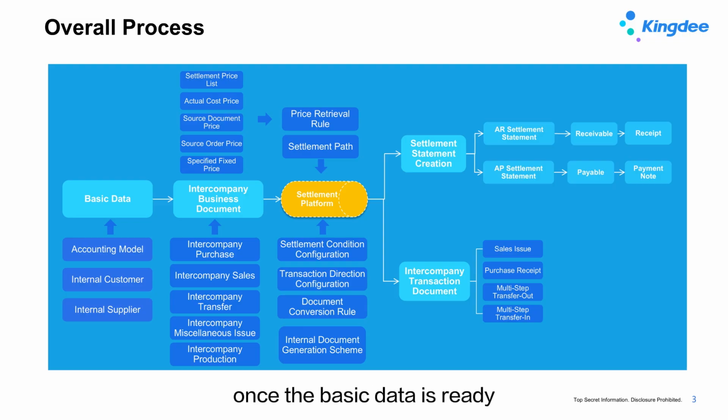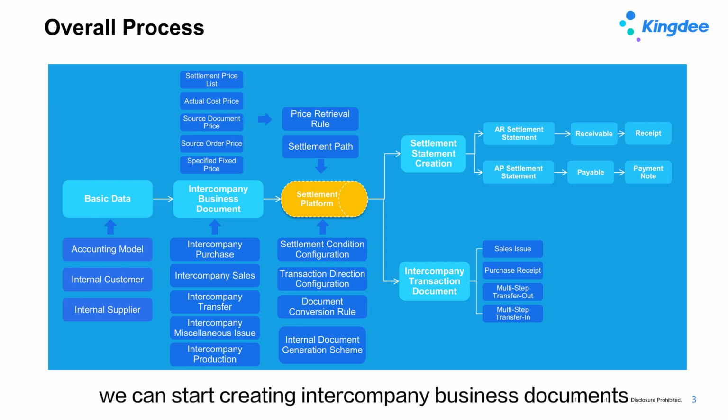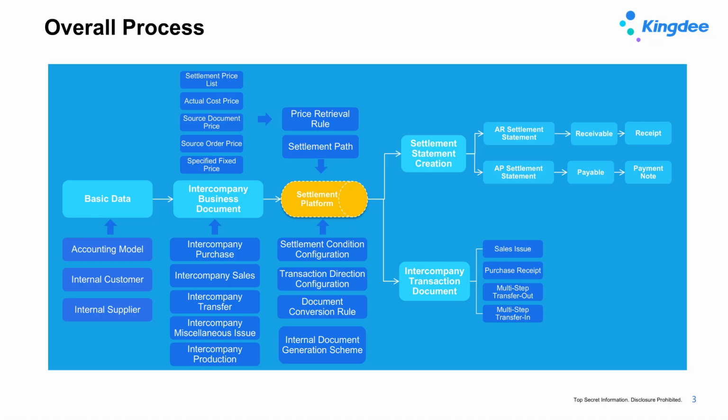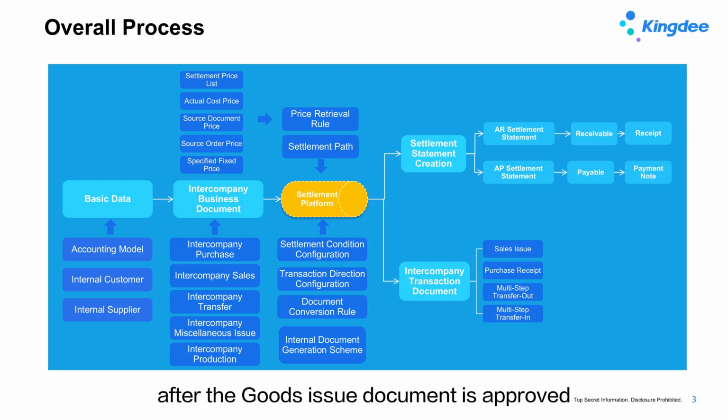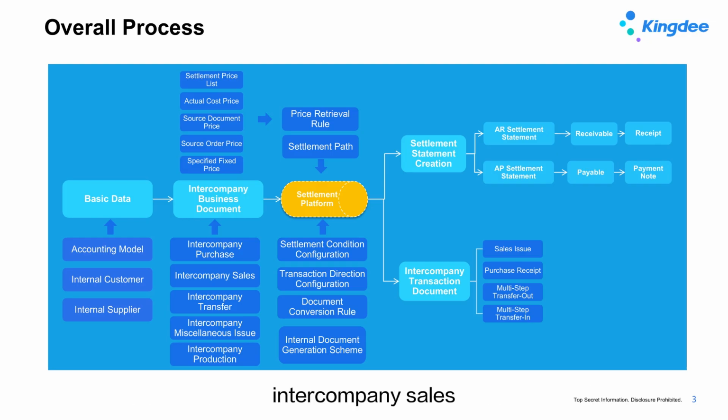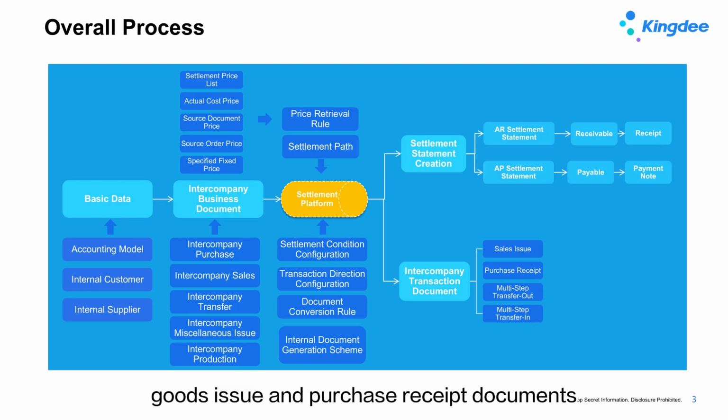Once the basic data is ready, we can start creating intercompany business documents. These include documents of intercompany purchase, intercompany sales, intercompany transfers, intercompany miscellaneous issues, and intercompany production. For intercompany sales, we'll focus on creating the intercompany sales goods issue document. After the goods issue document is approved, the system automatically generates the corresponding intercompany sales goods issue and purchase receipt documents based on the settlement platform. If the business is not across legal entities, the system generates multi-step transfer out and transfer in documents.